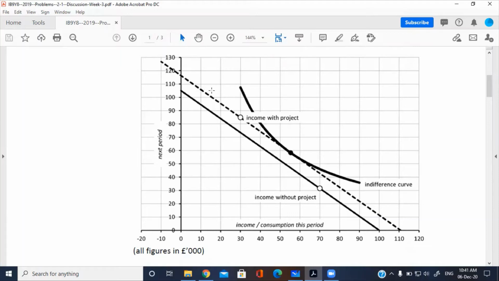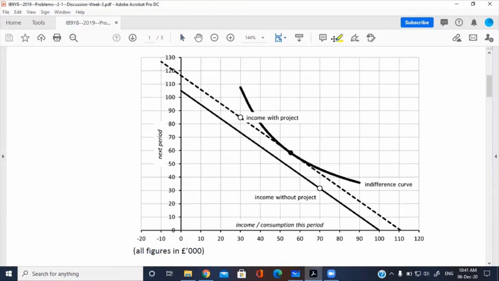Okay, and the line which is with the project. But you can take help from the income with the project, or the consumption opportunity set with the project. You can take this line to expect something about what is happening in the current line. If you are familiar with the concepts of indifference curve, you can expect that you can draw another indifference curve in this way.